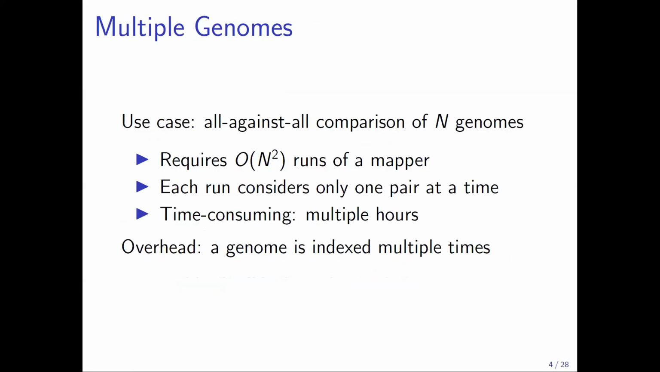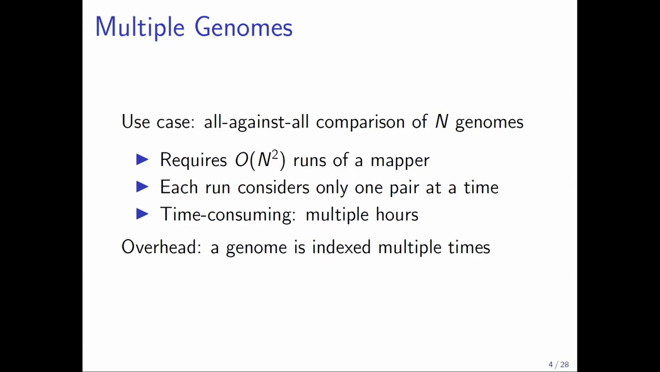However, there are several use cases where running these tools can be quite slow, and one of them is computing the all-against-all comparison of n genomes. In this setting, we have a set of n genomes, and we want to map each genome against each other. In this case, we have to make a squared order of runs of a pairwise mapper, and each run considers only one pair at a time. If we have multiple long genomes, this task becomes quite time consuming. It may take multiple hours.